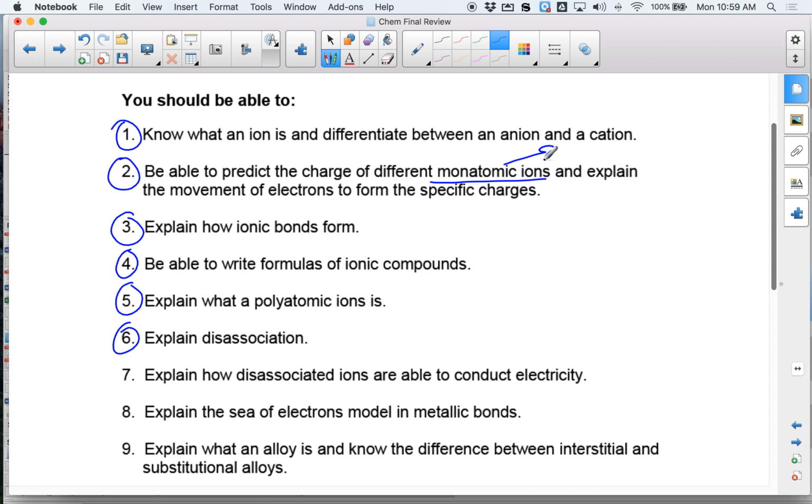Now, explain the movement of electrons to form specific charges. That really just comes down to whether they're losing or gaining and how many electrons. The way I would phrase it is, explain the movement of electrons for oxygen to form an ion. And so you would have to say that oxygen is going to gain 2 electrons to form a -2 charge. If I said explain the movement of electrons for aluminum to form an ion, you would say aluminum is going to give up 3 electrons to form a +3 charge.